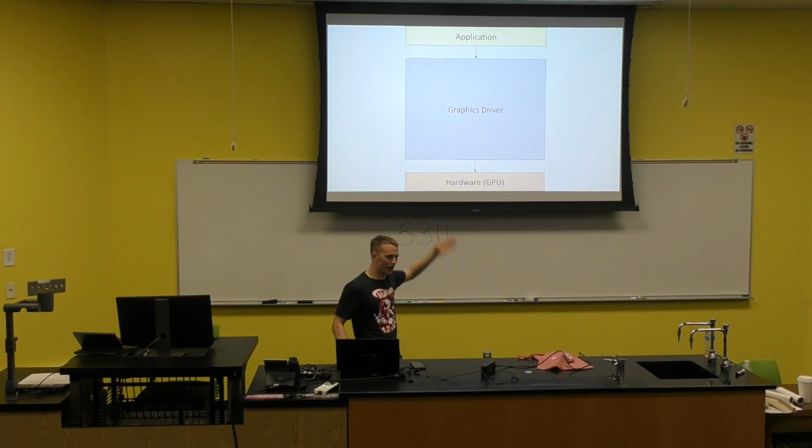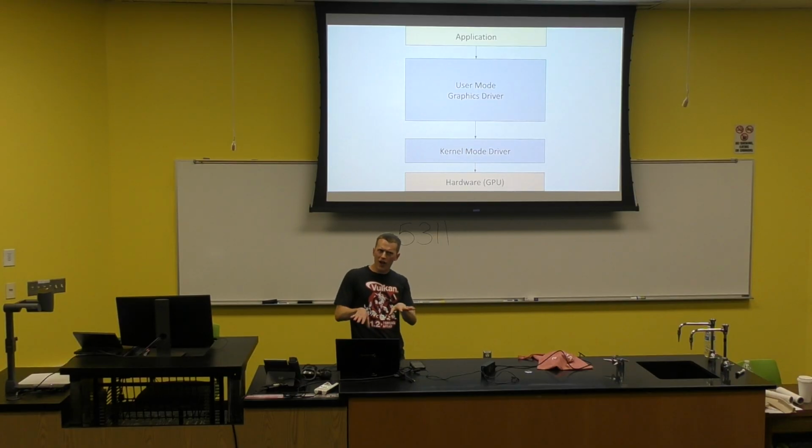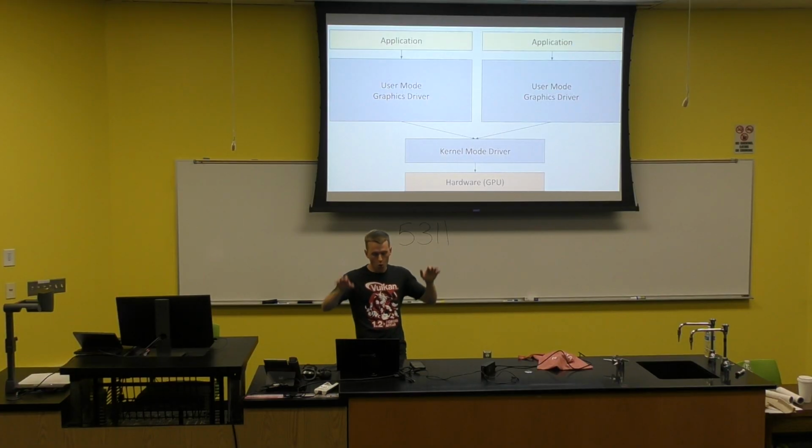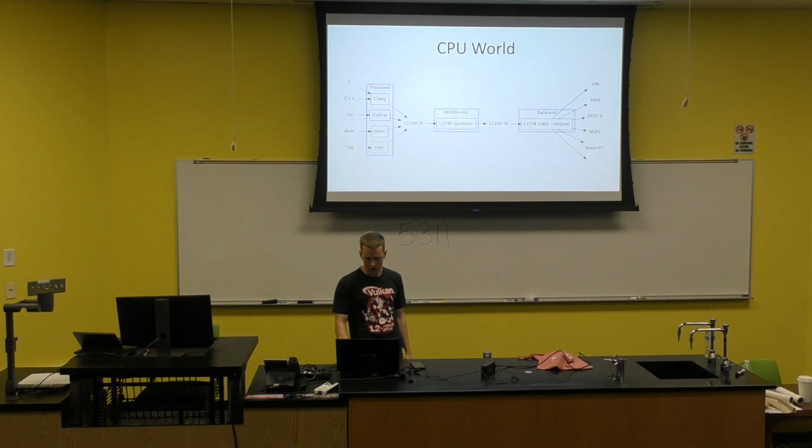Going back to our apps, graphics driver, hardware diagram, the graphics driver is really built in two parts: a user mode driver and a kernel driver. If you have Blender and Godot open, they're both trying to use the GPU. How does that work? You have two apps, so you have two instances of the user mode driver, and you always have one kernel driver. The kernel driver has two jobs: allocate memory and synchronize work coming into the GPU. Those are your main two tasks.